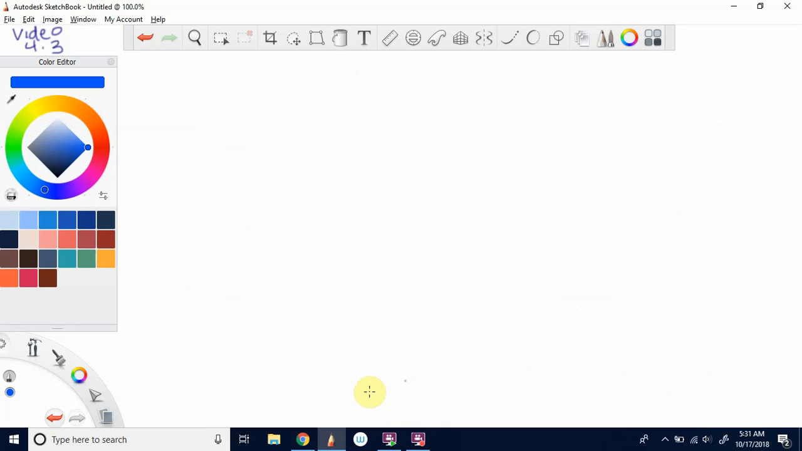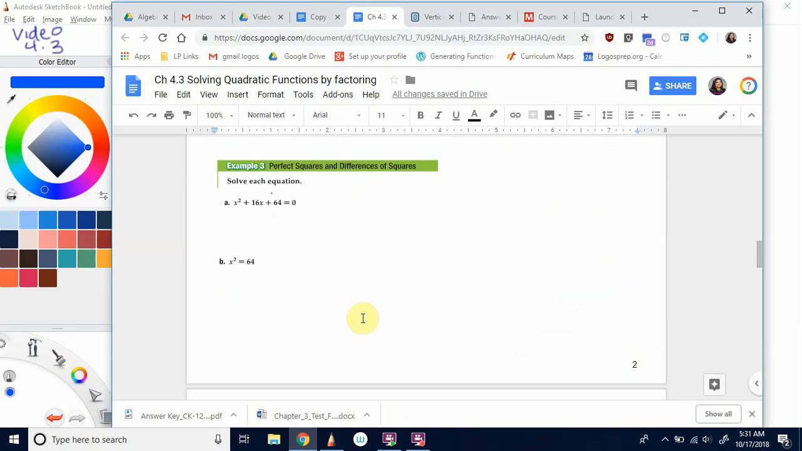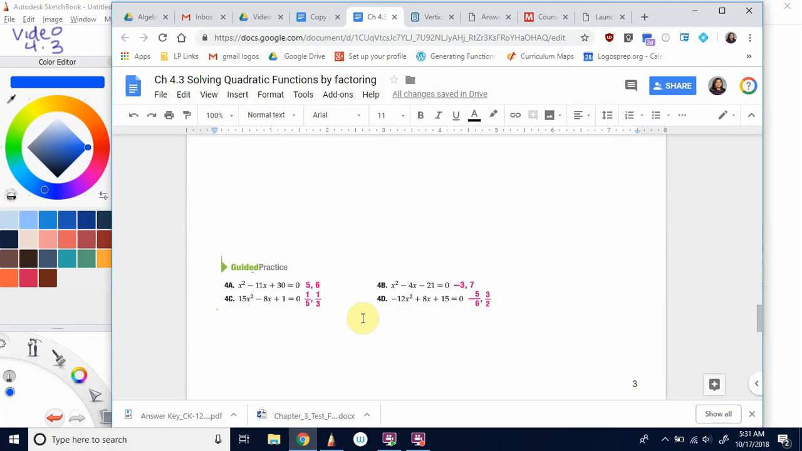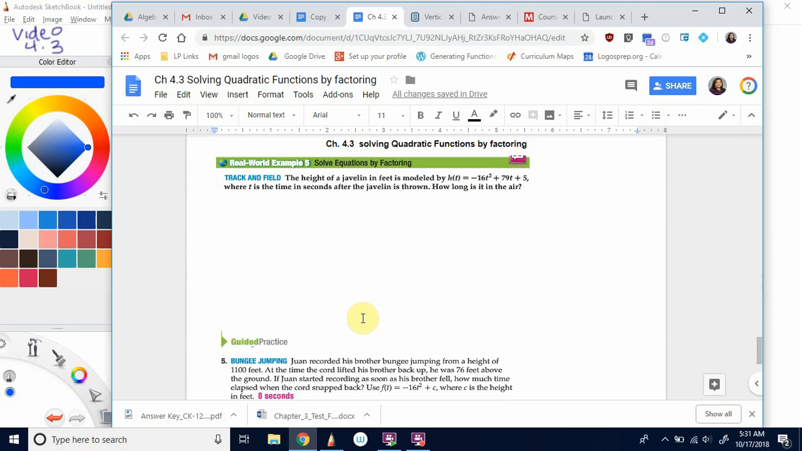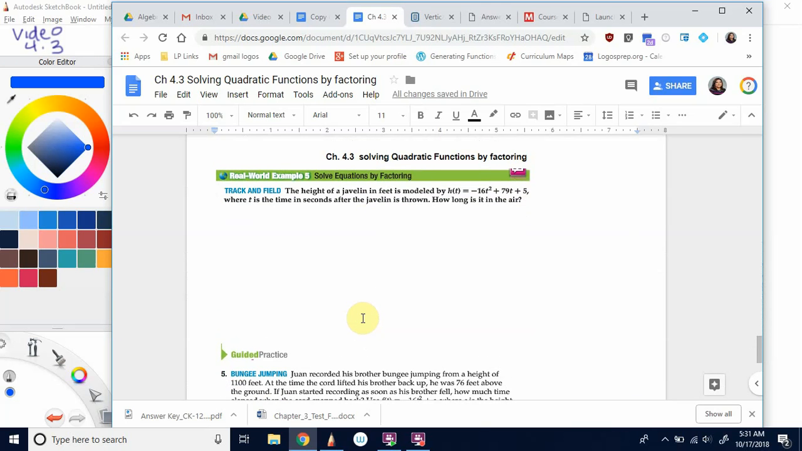So let's look at the real world example here. This is going to be important because you need to be able to interpret and understand what's going on. So it says example 5. The height of a javelin in feet is modeled by this equation, h of t equals negative 16t squared plus 79t plus 5, where t is the time in seconds after the javelin is thrown. How long is it in the air?